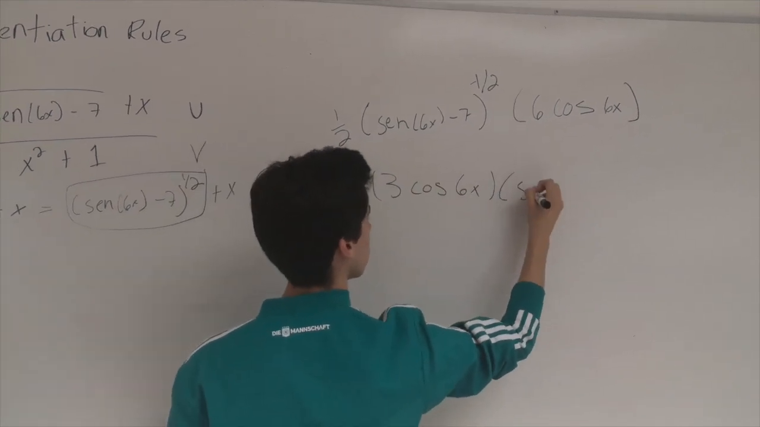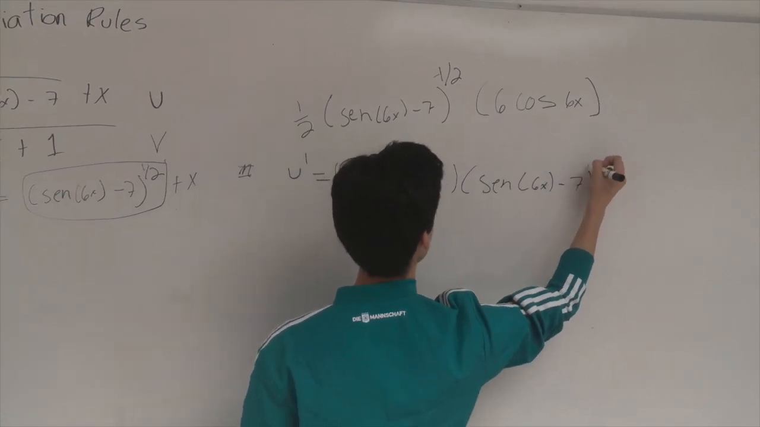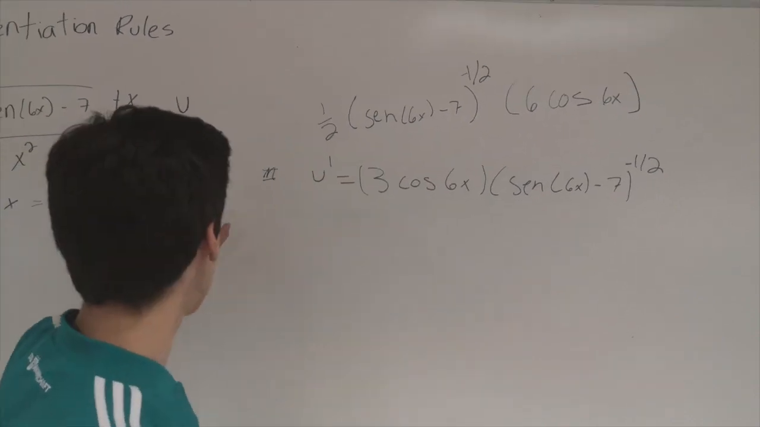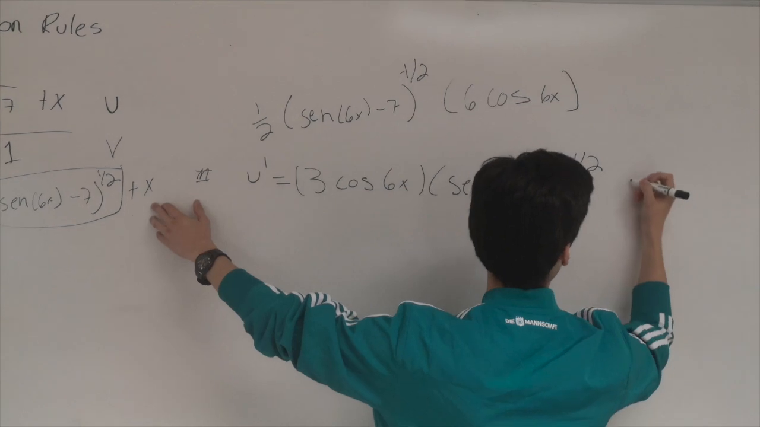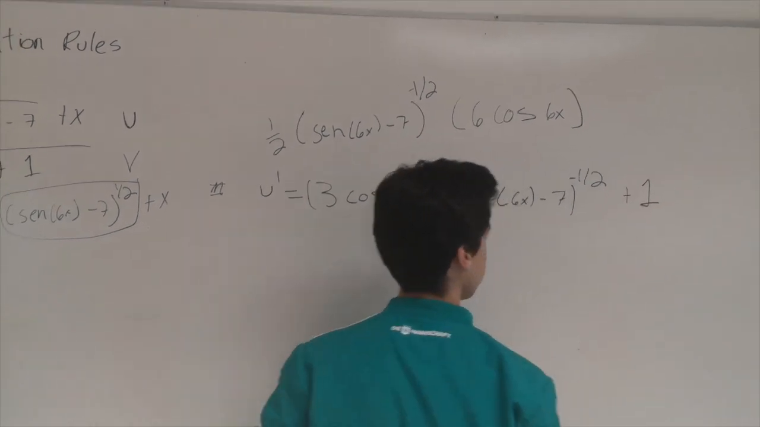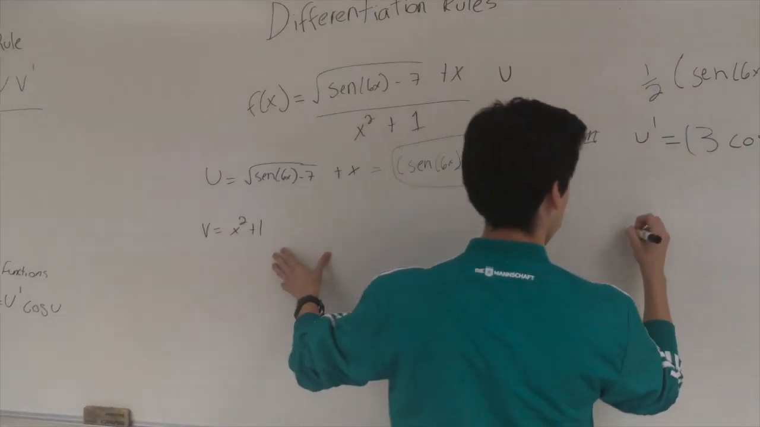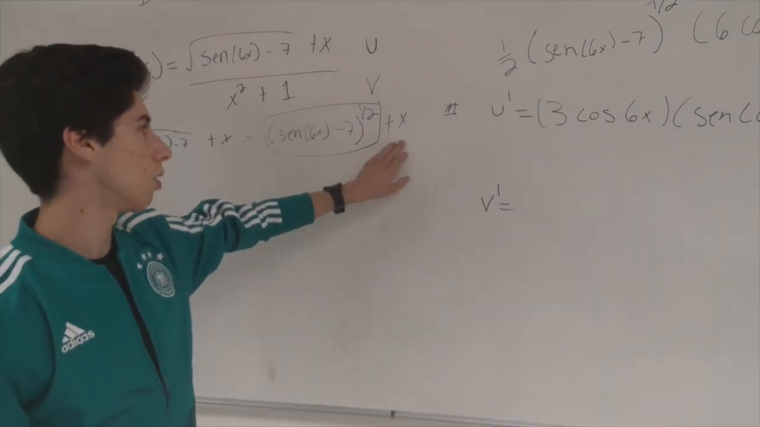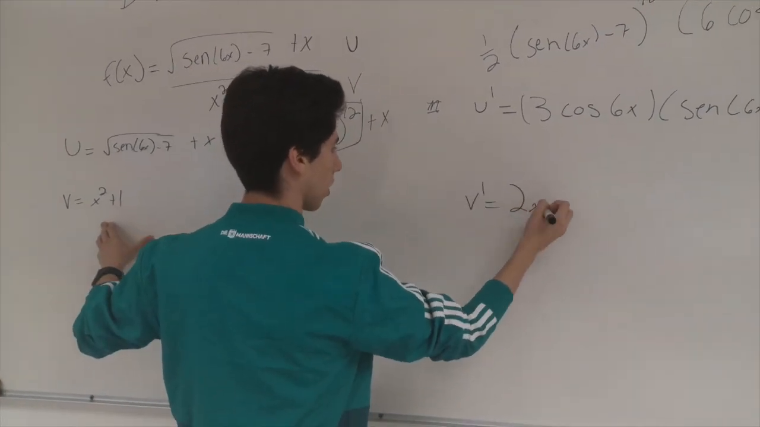times sine of 6x minus 7 to the negative 1/2, and at the end we just add the x, where the derivative of x would just be left as 1. For v prime, we just apply the same derivative properties as the x above, which would just be 2x.